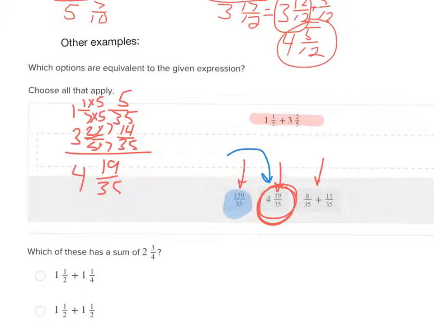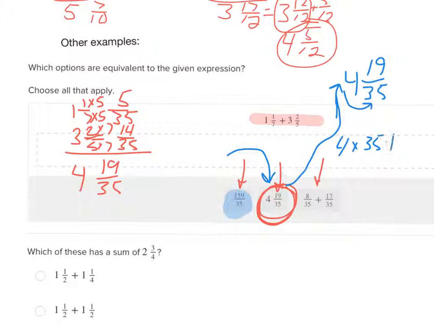Let's convert it. 4 and 19/35. I know how to change mixed numbers into improper fractions, and I'm going to do it right here. Okay, so 4 and 19/35. I'm going to multiply 4 times 35. That'll tell me what the whole number would be as a fraction. So 4 times 35. And then I'm going to add the 19, and that's going to be all over 35.